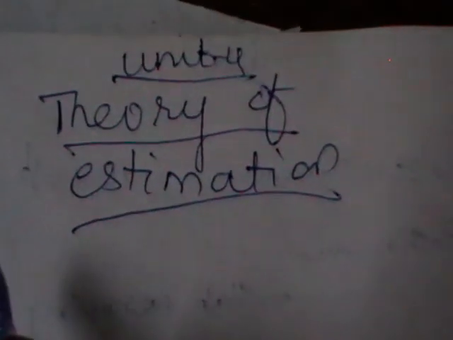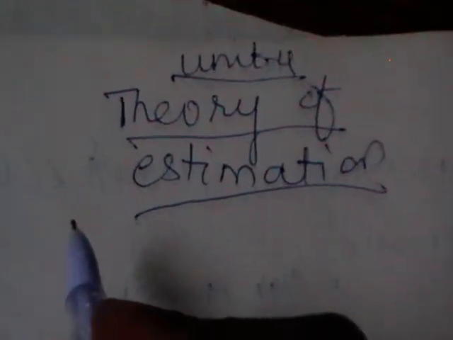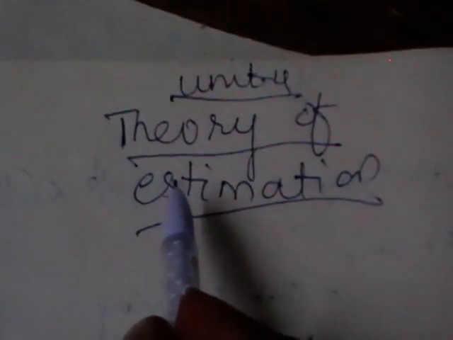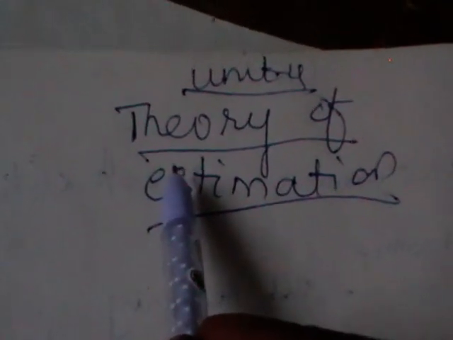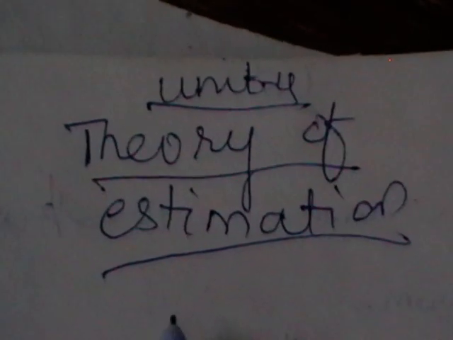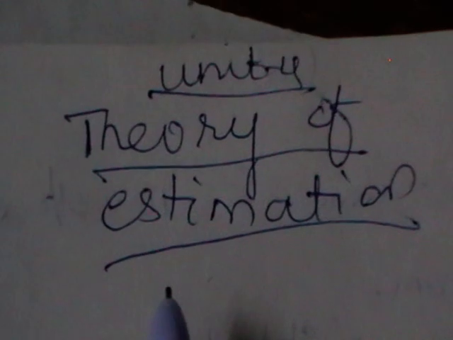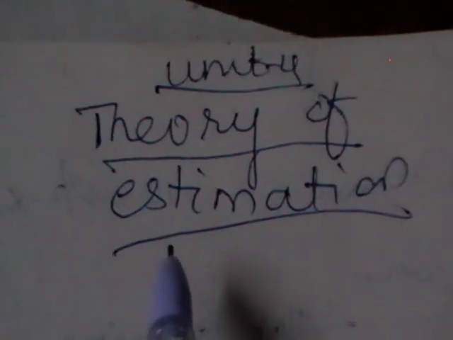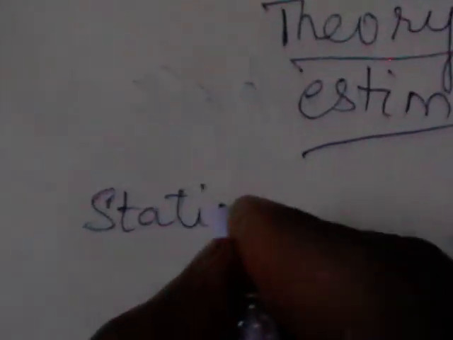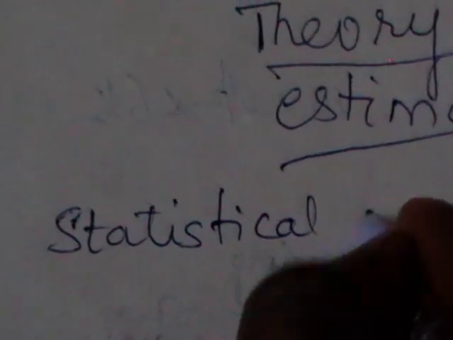So we have completed the first 2 units of your syllabus. We have 2 more units, unit 3 and unit 4. I want to start with unit 4. So unit 4 is nothing but theory of estimation. Under theory of estimation, this comes under statistical inference. So this comes under one. Let us see what statistical inference is.